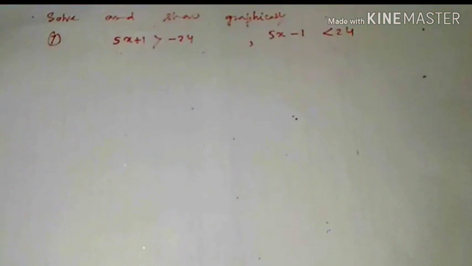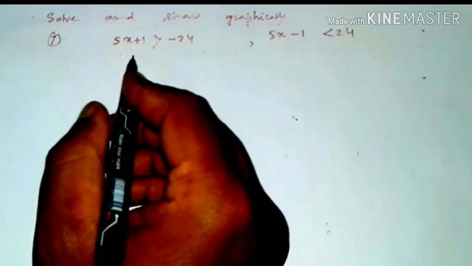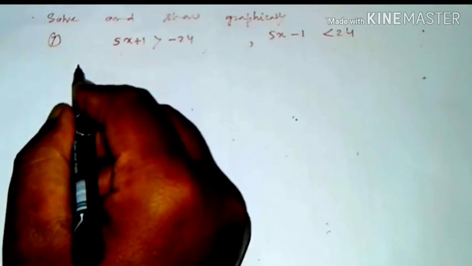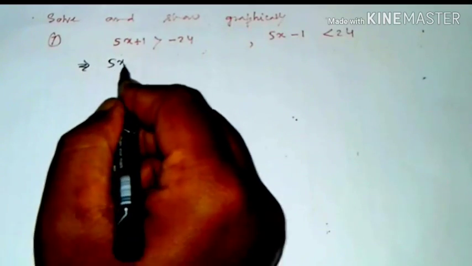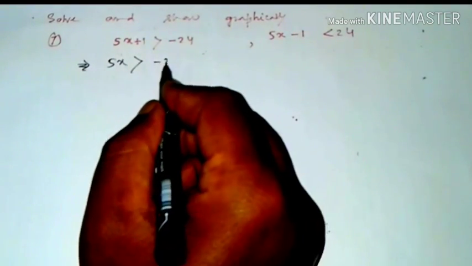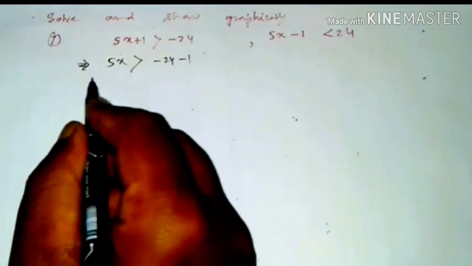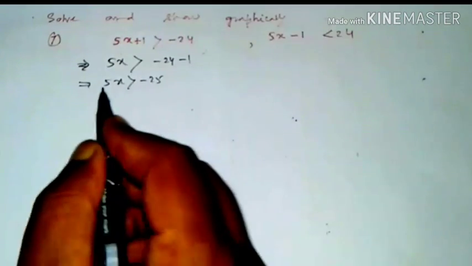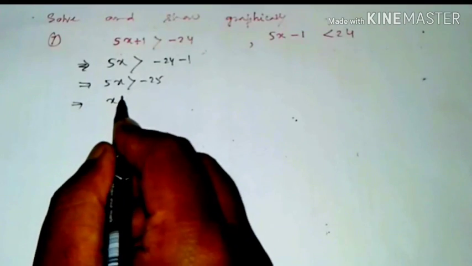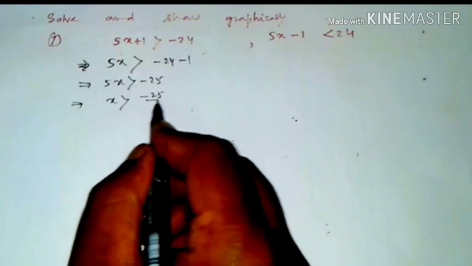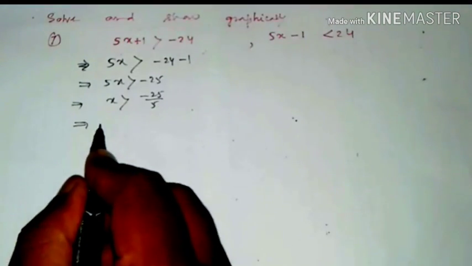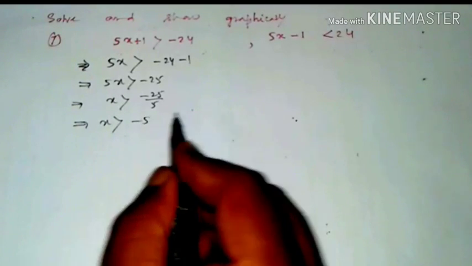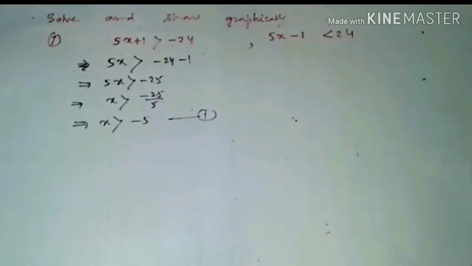There are, we have to find two solutions here. From here, this implies we can write 5x greater than minus 24 minus 1. This is 5x greater than minus 25. It is x greater than minus 25 by 5. This is greater than minus 5. We can mark this as 1.